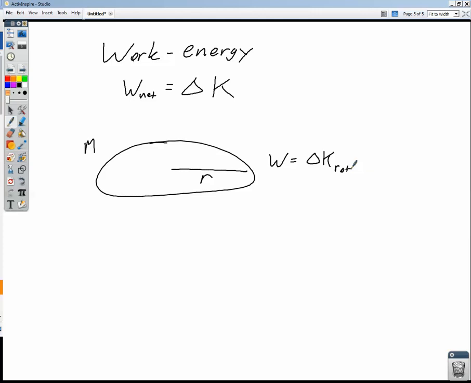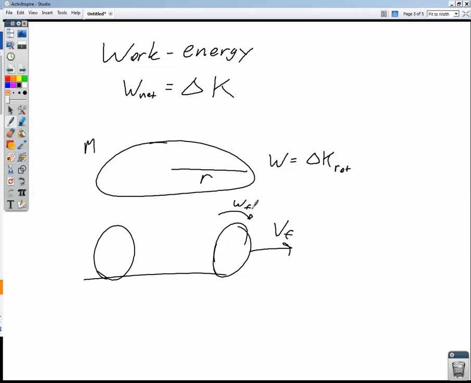If it was a bike wheel starting at rest here on the ground, and it moves up to some final velocity here without slipping, then it's also going to have an omega final here. Then the work done in getting the bike wheel to go from rest to that linear velocity and angular velocity is still going to be the change in the rotational kinetic energy. So always keep that in mind, for things that are moving linearly as well as rotating, or just for things that are rotating.